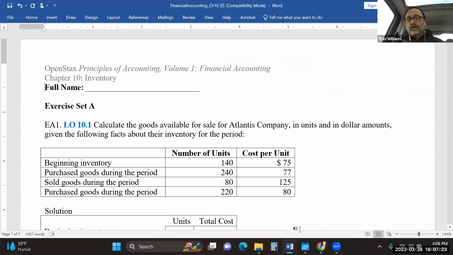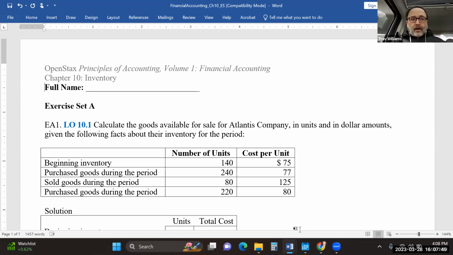Now, within those two methods, periodic and perpetual, you have a variety of different approaches. We're going to learn about FIFO, LIFO, and the weighted average method. Those are the three most common. But you're also going to learn about the specific identification method. So really 4 different approaches under perpetual and the same 4 approaches under periodic. So it's a lot to learn. Okay, starting with the first exercise here.